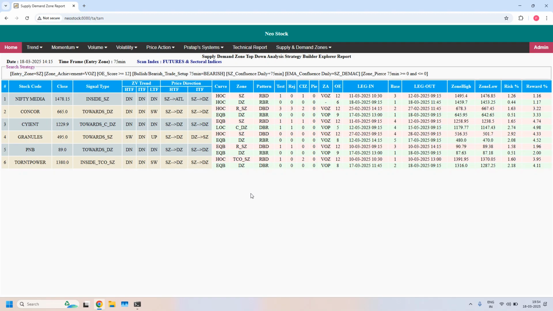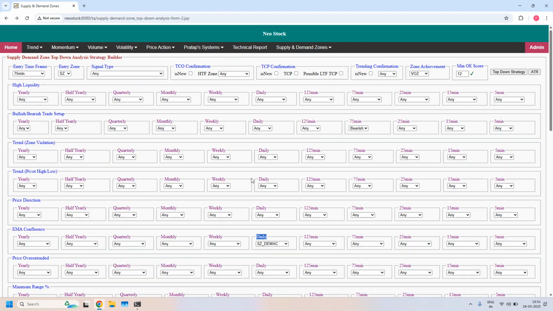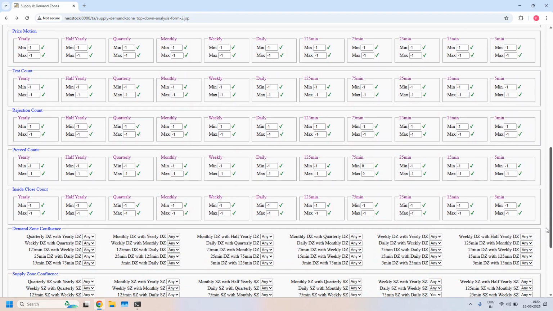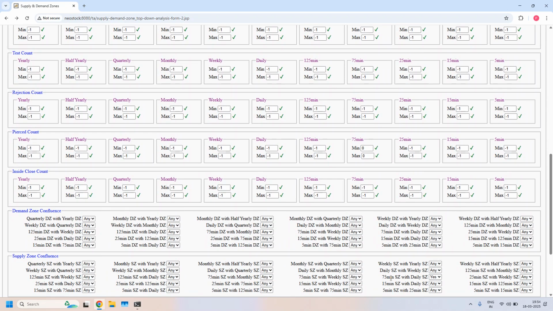Next, we will look into LTF, ITF, HTF supply zone confluence supported stocks. That is 75 minutes, daily and weekly supply zone confluence supported stocks. Remove EMA filter. In the supply zone confluence, we should set 3 filters. First filter is already enabled, 75 with daily supply zone confluence. Next, 75-minute supply zone with weekly supply zone confluence. Daily supply zone with weekly supply zone confluence.